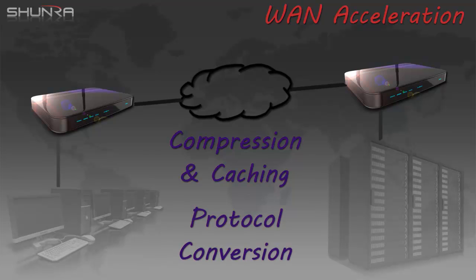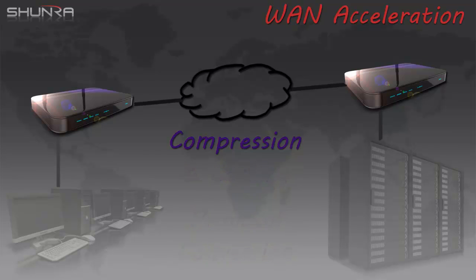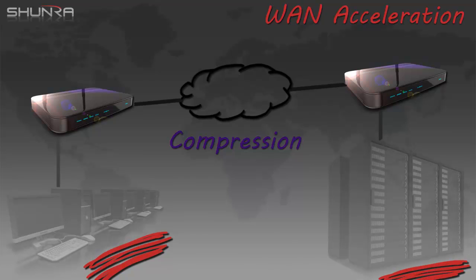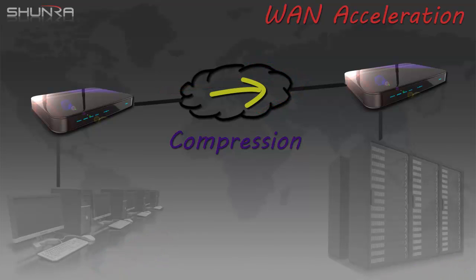So when you deploy a WAN accelerator, the first thing you're going to start realizing is content compression. When I send data from our remote site to our data center, the first thing that's going to happen is it's automatically going to compress part of that data. Okay, so compression would be one piece.